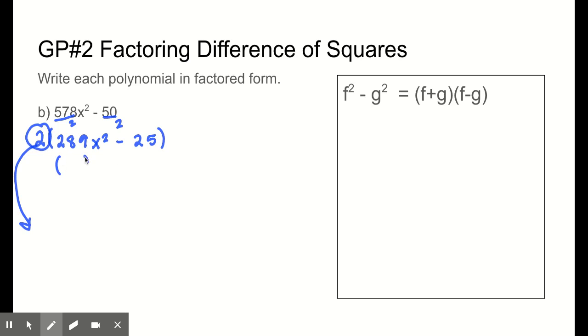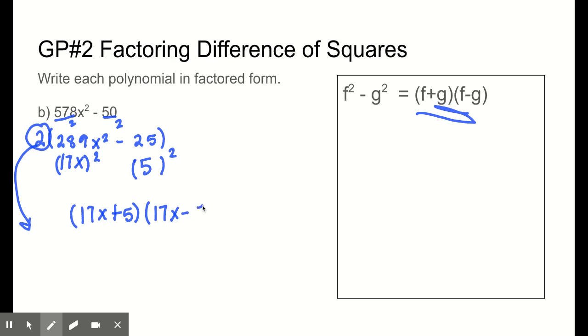So we need to know what number to the second power equals 289x squared, and what number to the second power gives us 25. Again, we're looking for the square root of each of these numbers. The square root of 289 is 17, and we also have that x to give us x squared, and the square root of 25 is 5. We can now plug that into the 1 plus 1 minus. So that's going to give us 17x plus 5 times 17x minus 5. And that 2, the GCF that we took out at the beginning, needs to appear out in front of our factored form.